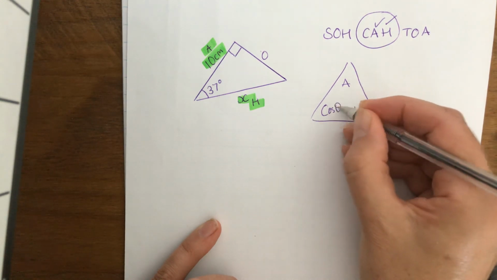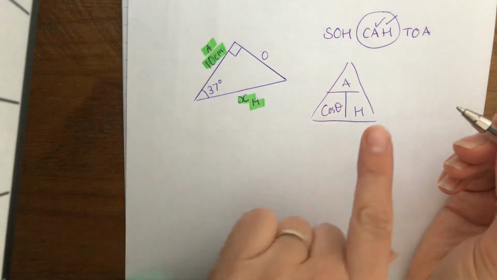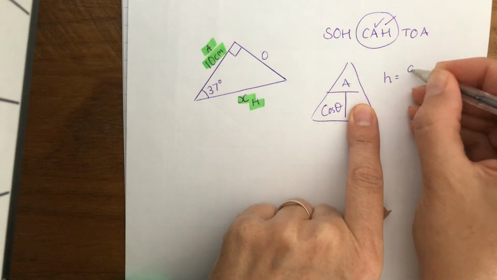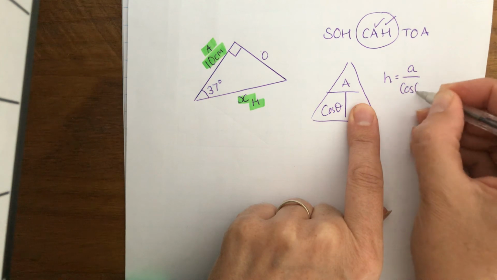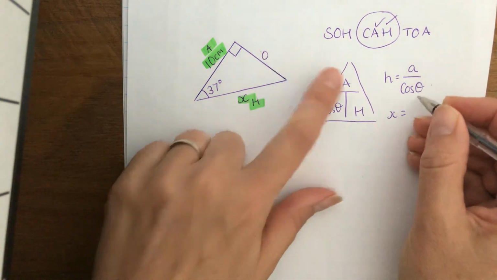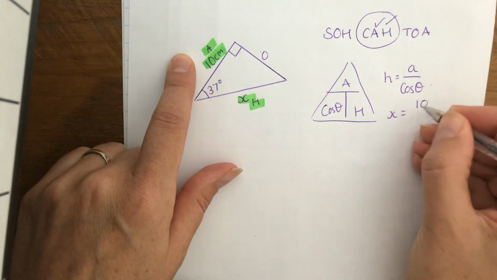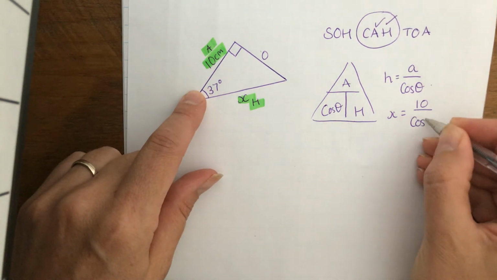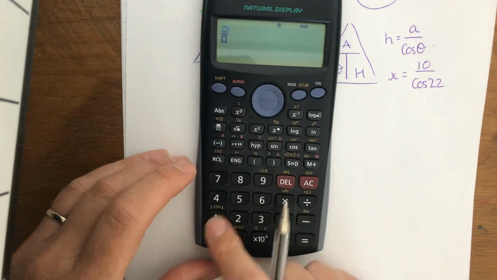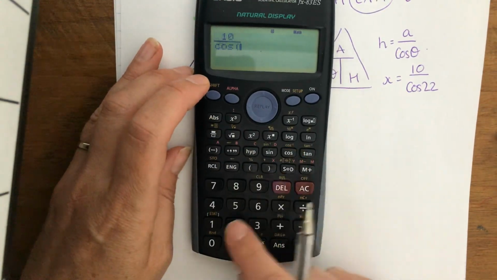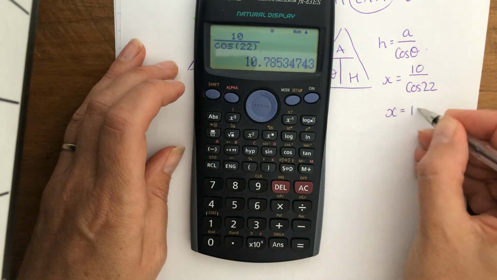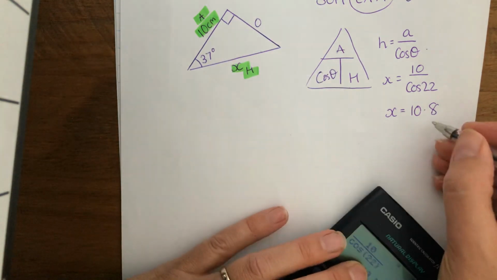C stands for cos of the angle. This time I want the hypotenuse, you cover that. So the hypotenuse is the adjacent over cos of the angle. The hypotenuse, which is x, the adjacent, which is 10, and the angle cos of 22. Fraction 10 divided by cos of 22. X equals 10.8 centimetres.